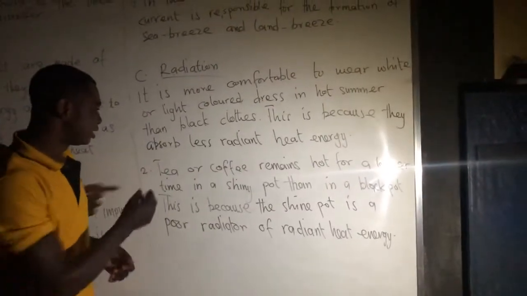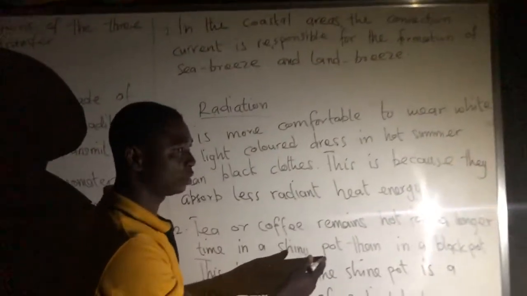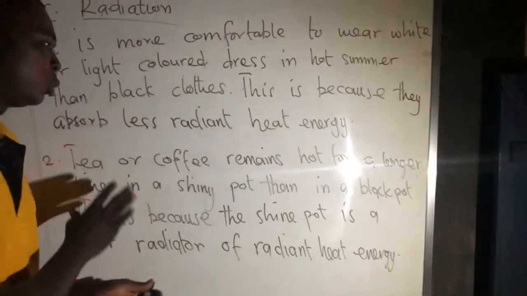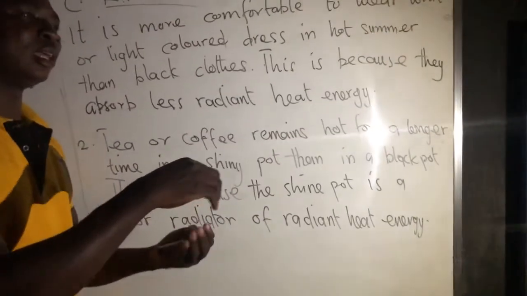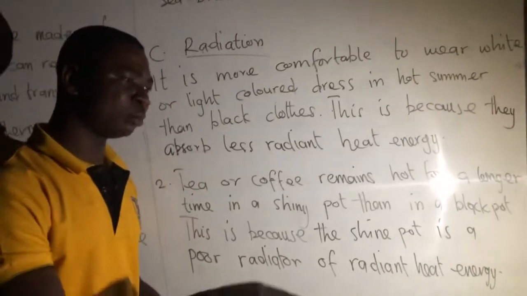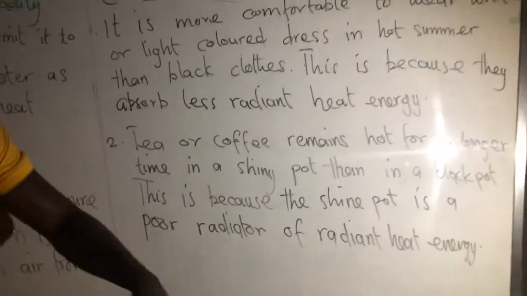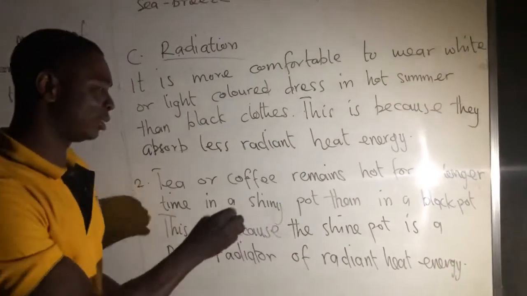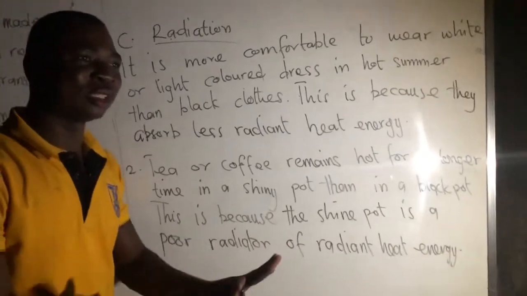The tea or coffee we drink remains hot for a longer time in a shiny pot than in a black pot. Why are we saying this? You can try it at home. Pour tea in a black pot, and pour some too in a different container which is not black. You will see that in the shiny one, the tea is still hot, but in the black pot, the tea will be cold.